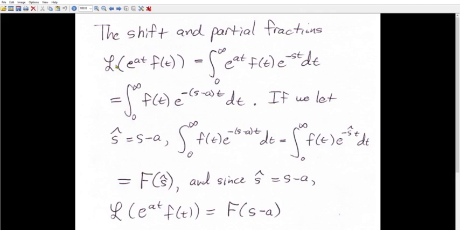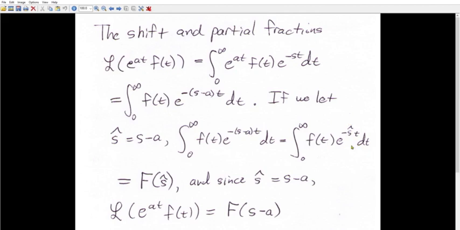The idea here is, suppose that we have e to the at times a function we know how to Laplace transform. Well, if we look at the integral definition, that's the integral of e to the at, f of t, e to the minus st dt. Now we can do a standard trick with the exponents we did before and rewrite this as e to the minus (s minus a)t times f of t.